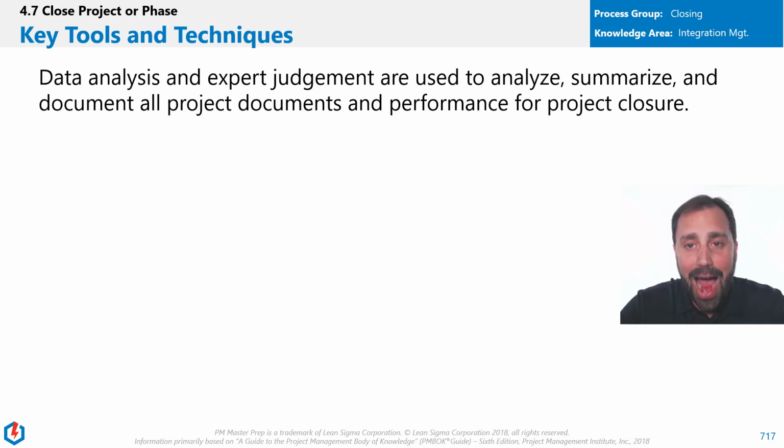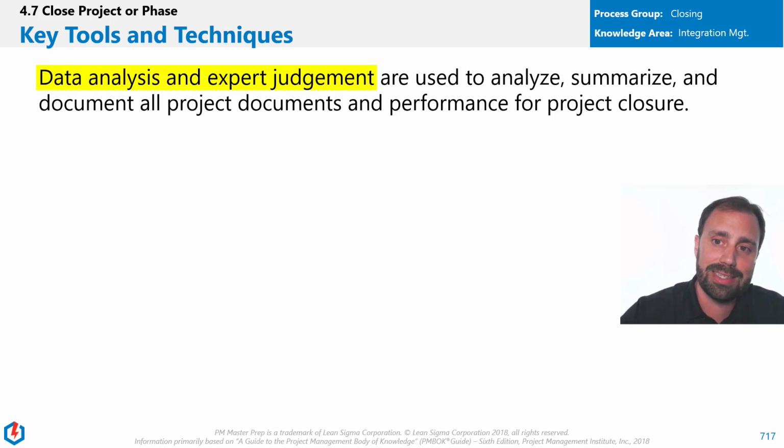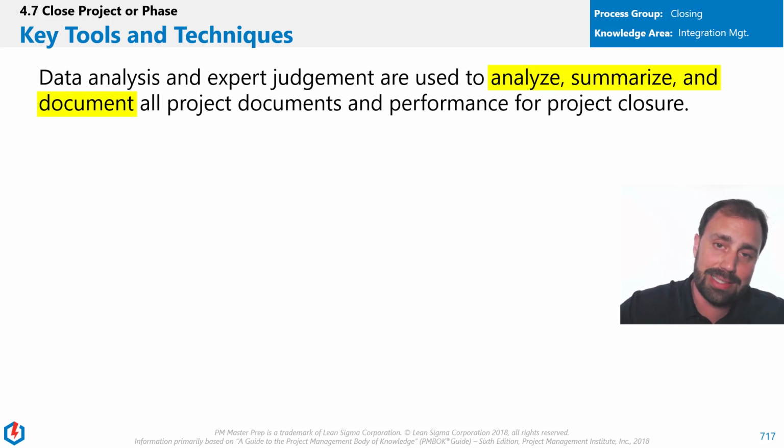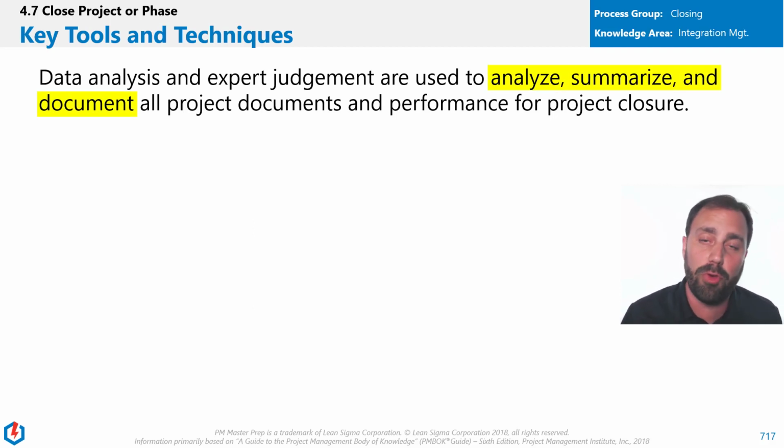And now, how are we going to actually modify or evaluate this so that we can make the jump? We're going to use data analysis and expert judgment. Those are the really big things in the close project or phase. Not that big, not that complicated, but what we need to do is analyze, summarize, and document all the documents and the performance that we have.